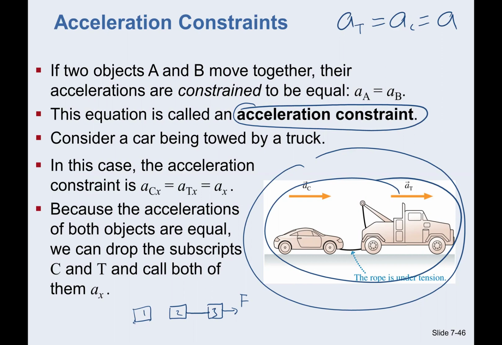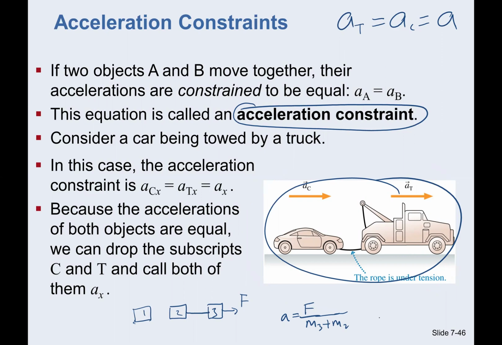That means overall my acceleration will be less. When I look at the acceleration, it's the force divided by the mass. Before it was just the mass of 3, but now because 2 and 3 are connected, it's going to be the mass of 3 plus the mass of 2. You can see that the overall acceleration of the system would decrease. Well, what if I then connect 1 and 2 together?